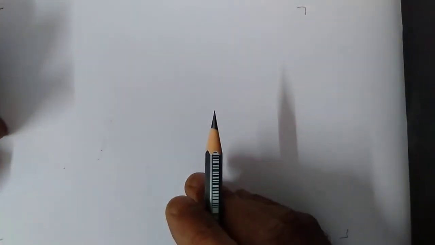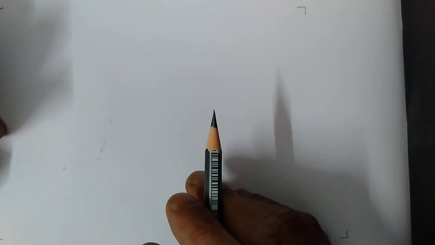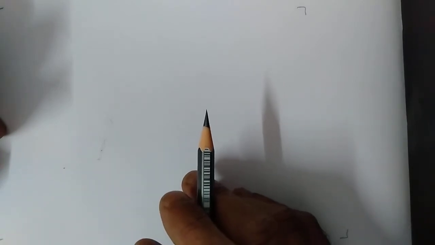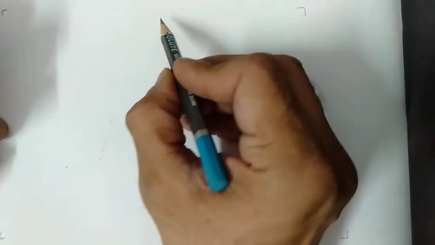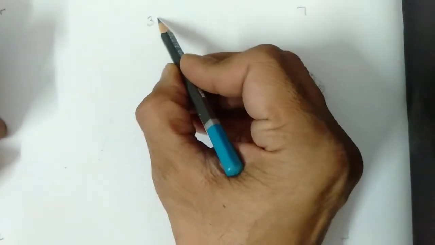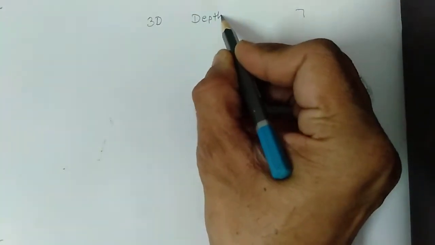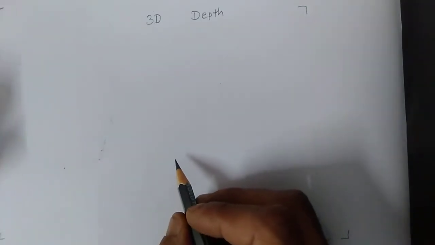Okay guys, so today I want to tell you something about perspective. What is perspective? This means to create a 3D effect on a two-dimensional surface. Now, this is a two-dimensional surface. What you can see, it has only two dimensions, length and breadth. Now to give depth to this two-dimensional surface, that art is called perspective.